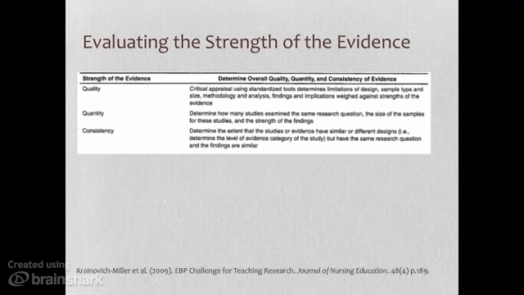The strength of the evidence also makes a difference in your decision about the usefulness of a study to your practice. We've talked extensively in this class about quality. Evaluating quantity and consistency will give you an idea about how much data is available to answer the question. Is this the first study or the 50th? How generalizable are the results?